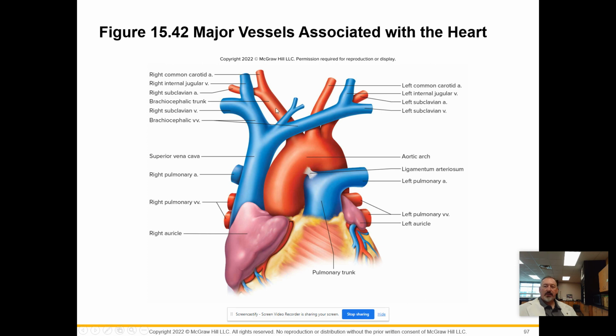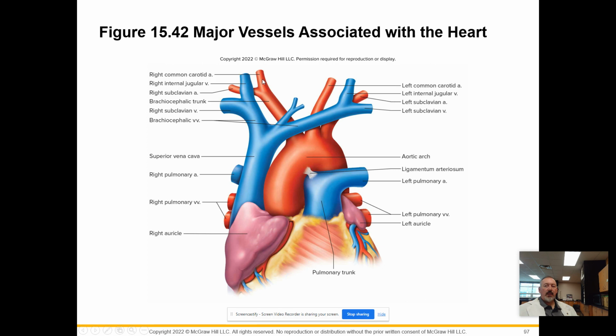The brachiocephalic trunk will have two different subbranches coming off that. One is going to be the right common carotid, and one is going to be the right subclavian artery. Clavian refers to clavicle. Sub means below. So this is going to run below the clavicle, and this is going to run up to the arm. We will get to those later.